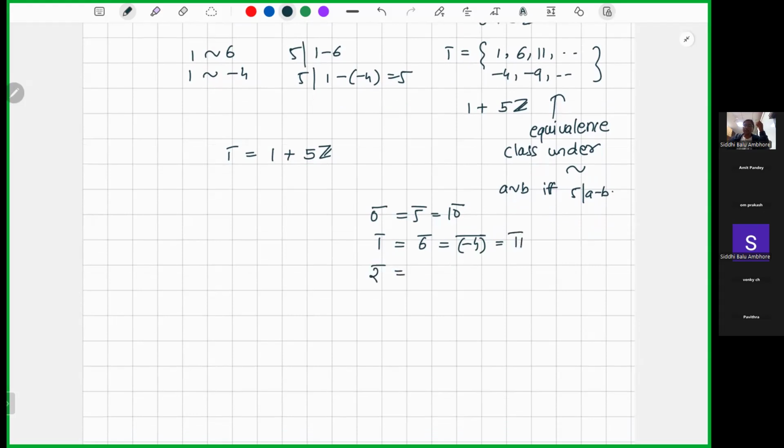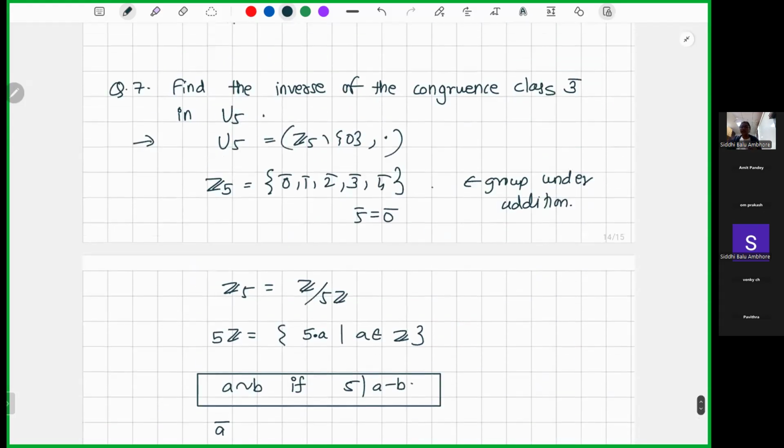Similarly, 2 bar will be 7 bar, right? Because 5 divides 7 minus 2. So 2 bar, 7 bar, 12 bar, and so on. I hope you understand what this bar signifies. So now what they are saying is the inverse of congruence class 3 bar in U5.